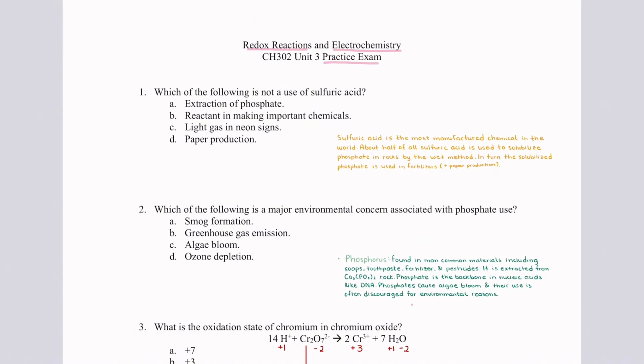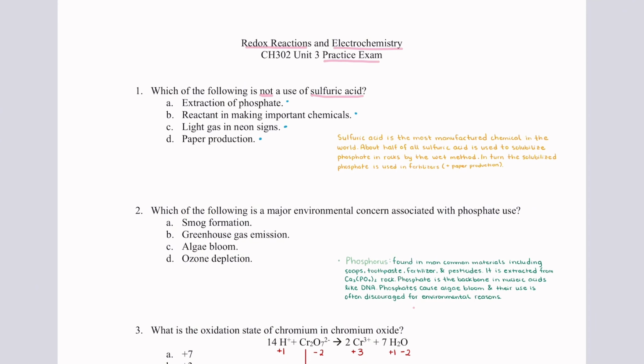Problem number 1 says, which of the following is not a use of sulfuric acid? A says extraction of phosphate. B says reactant in making important chemicals. C says light gas in neon signs, and D says paper production. To answer this, we need to think about what sulfuric acid is actually used for on an industrial scale.